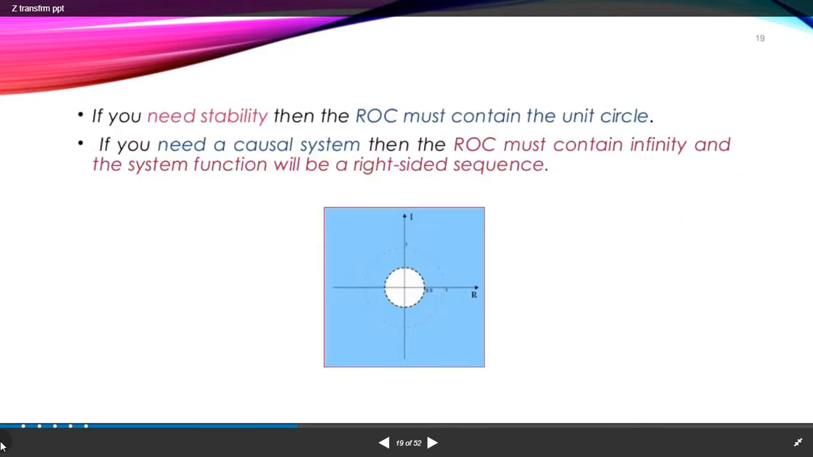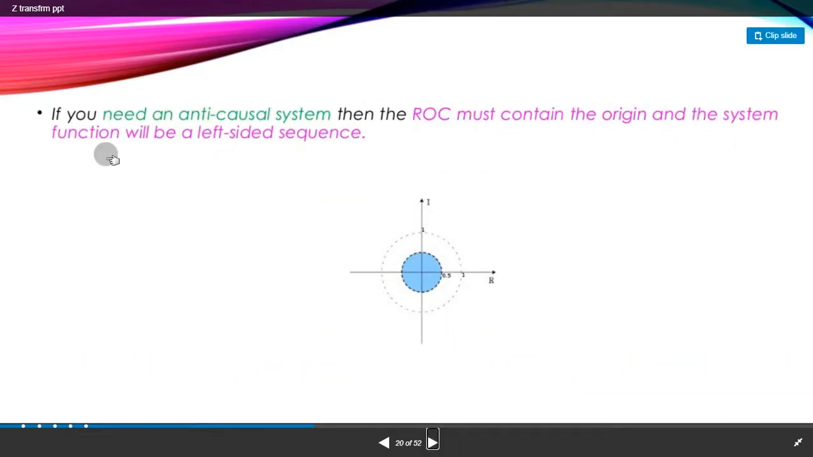Next one is, using the picture you can understand that if you need stability, then the ROC must contain the unit circle. This is the region of convergence. Okay, it means the zeros are expected to exist in this place. Now if you need a causal system, then the ROC must contain infinity and the system function will be a right sided sequence. This is the right sided sequence example. Okay, the next one is, if you need an anti-causal system, then the ROC must contain the origin and the system function will be a left sided sequence.